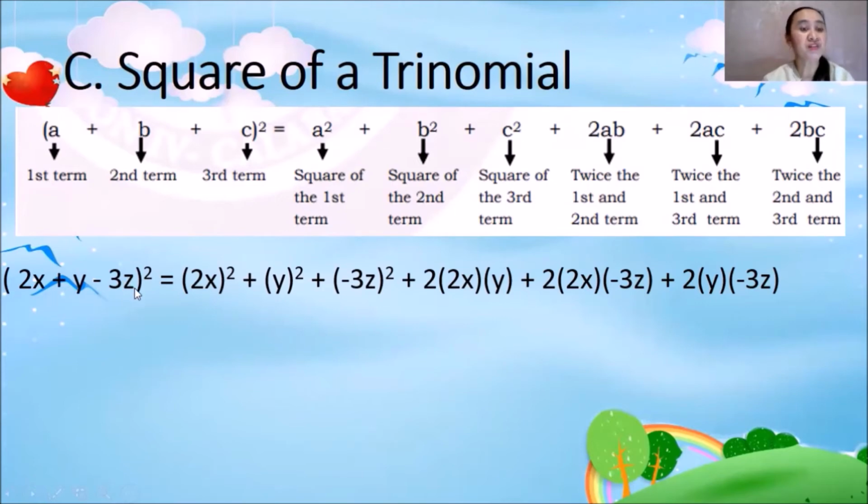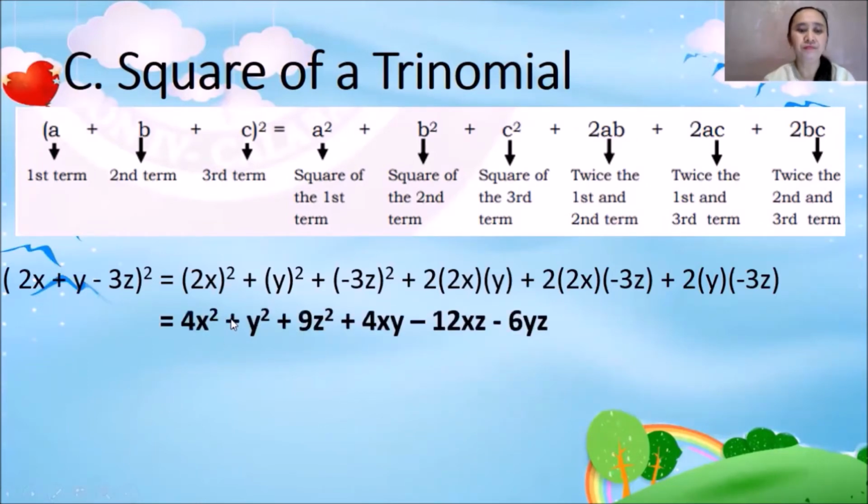plus y minus 3z squared. Square that first term, 2x times 2x squared. And that is mamaya. Then plus y, the quantity y squared, plus the quantity of negative 3z squared, plus 2 times the product of the first term 2x and the second term y, plus 2 times the product of the first term and the last term, which is 2x times negative 3z, plus 2 times the product of the second term y times the product of the third term negative 3z.